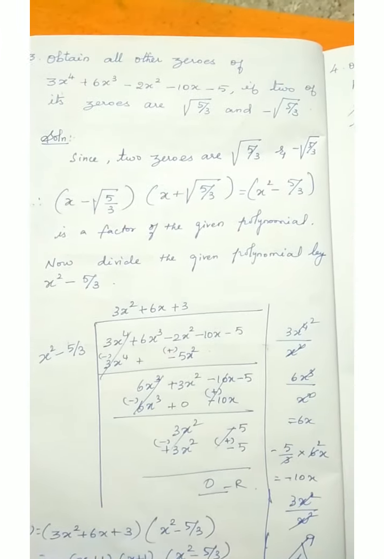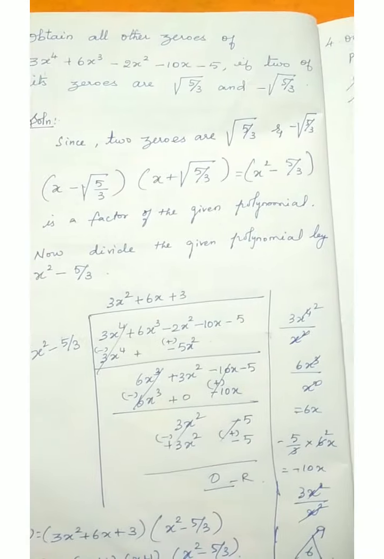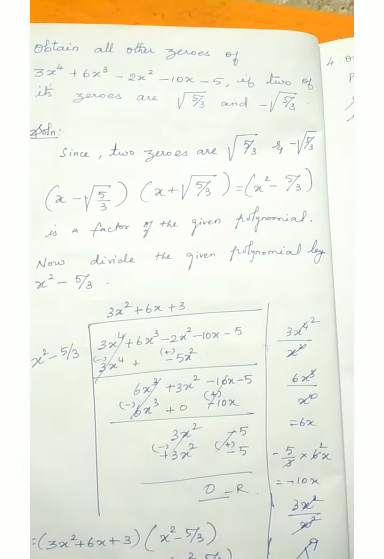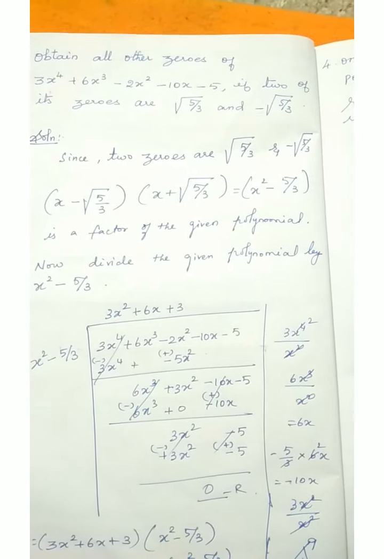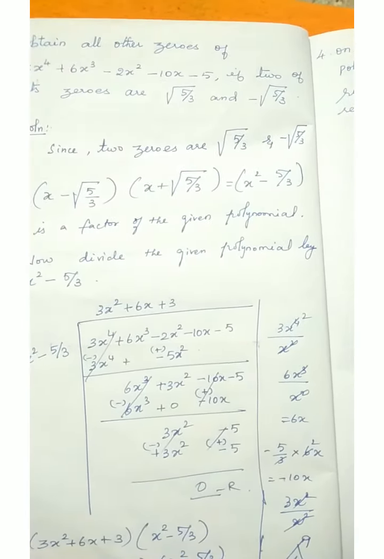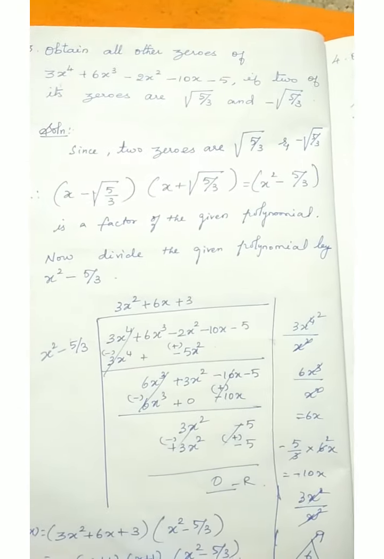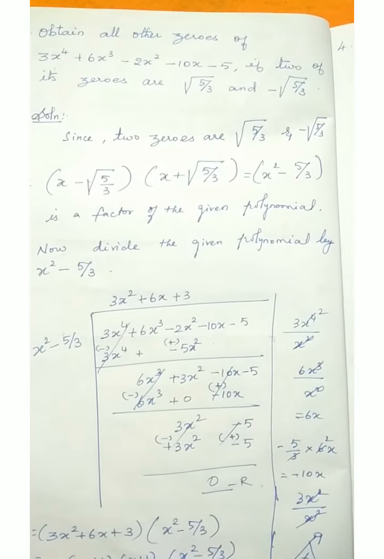Next, third sum. Obtain all the other zeros of 3x⁴ + 6x³ − 2x² − 10x − 5 if two of its zeros are √(5/3) and −√(5/3). So they were given two zeros, positive √(5/3) and negative √(5/3). We have to find two more zeros because it is a biquadratic polynomial. We need to find four solutions for this.